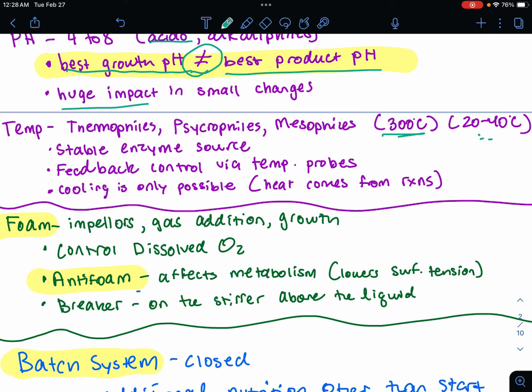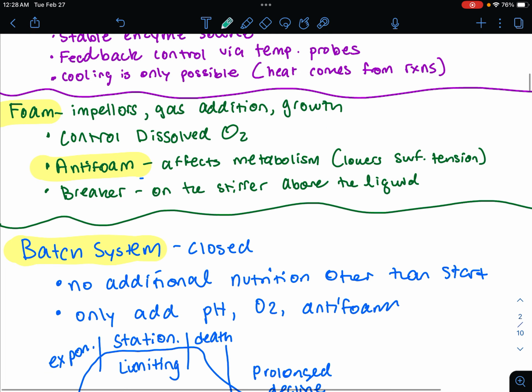Going to also want to take into consideration foam. So foam will be created through the impellers, the addition of gas, and the growth of the cells. You're going to want to control dissolved oxygen, and at the same time, these same strategies are going to also control the foam. You could break down foam using antifoam, which affects the metabolism, unfortunately.